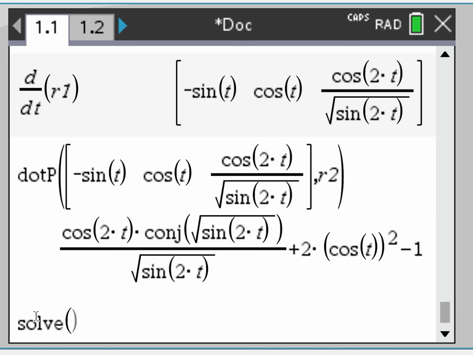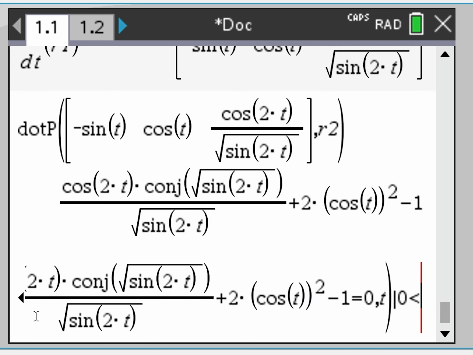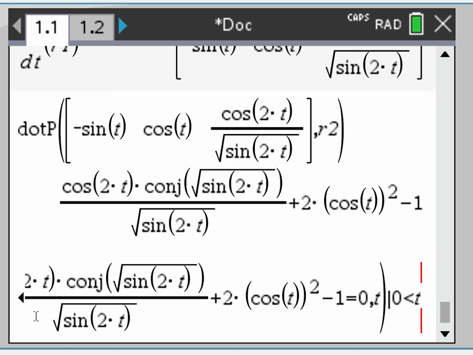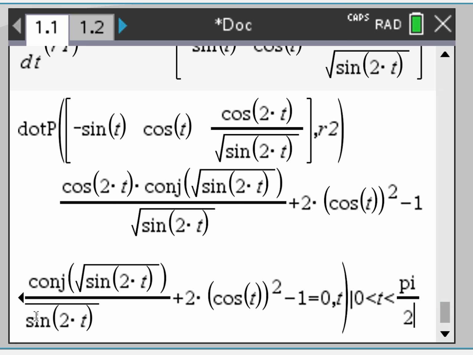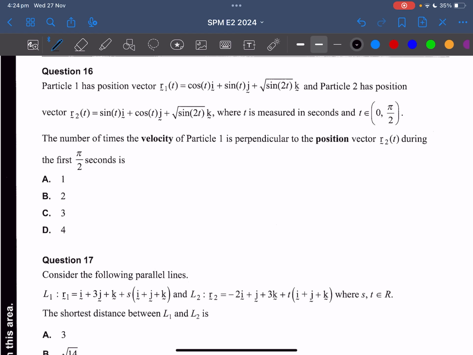Solve for when that equals 0, comma t. And we know that our t is between 0 and pi on 2. So it only gave us one solution. That means that happens only once. So it's not asking for when it happens, it's asking for the number of times it happens. Since there's only one value of t when the velocity vector is perpendicular to the position vector, the answer is just going to be A. It happens only one time, right?